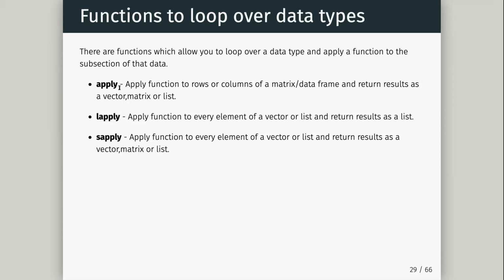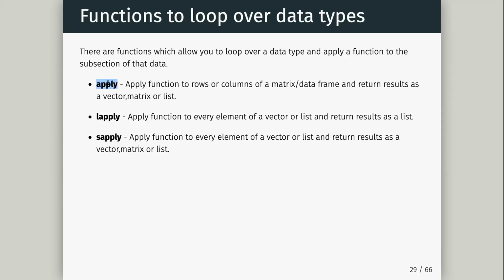So if we go through this family, we have apply. Apply is really for matrices or data frames, and it allows you to apply a function, let's say mean, to every row, column, or actually every single cell of a matrix or a data frame. And it will return the results as a vector, matrix, or list. lapply, which is list apply, applies a function to every element of a vector or a list. So it goes through every element of your vector or list one at a time, applies the function, and returns the result for every element in the list as a list. So the first result is in the first element of the list.